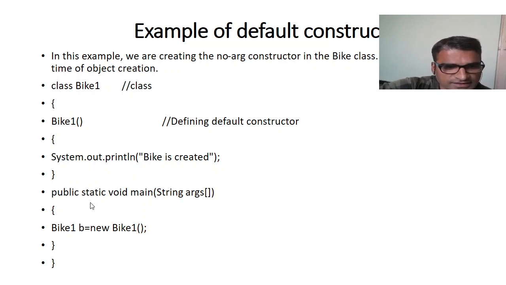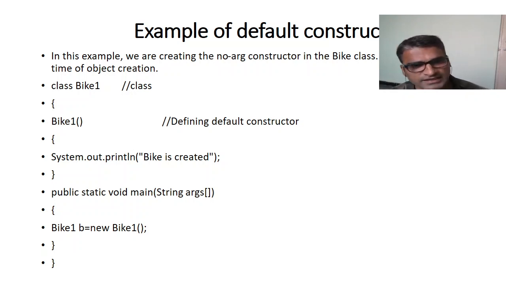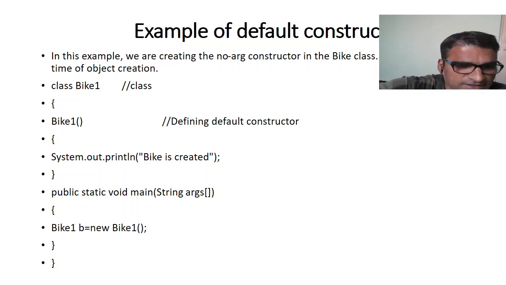After defining the output statement, I need to declare the main function. Once again, the main function is very important for any Java program. Immediately after declaring the main function, I am going to create an instance for the constructor as b. b is an instance object of class bike1, and using the new keyword I am going to call that constructor. So when I execute this program, one output statement will be displayed: "bike is created".